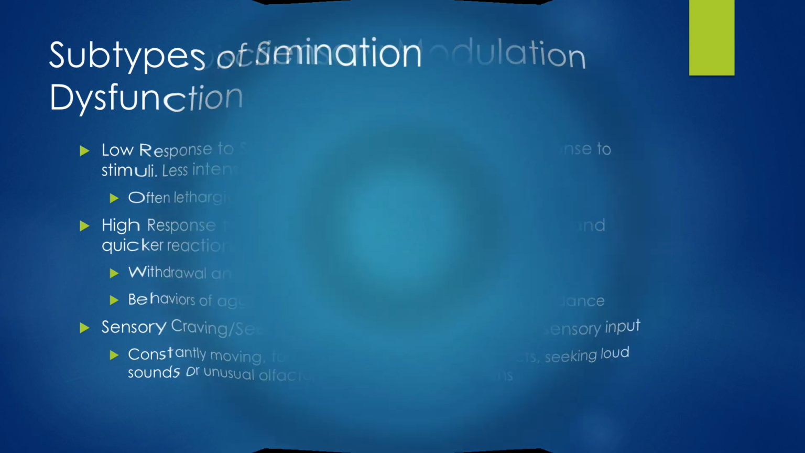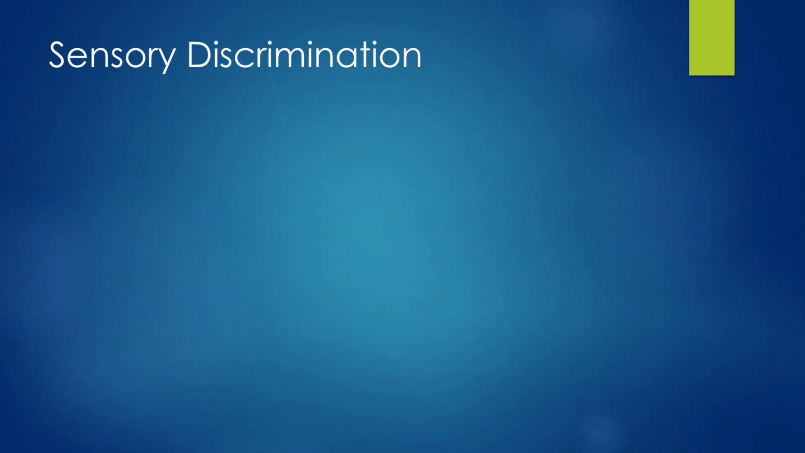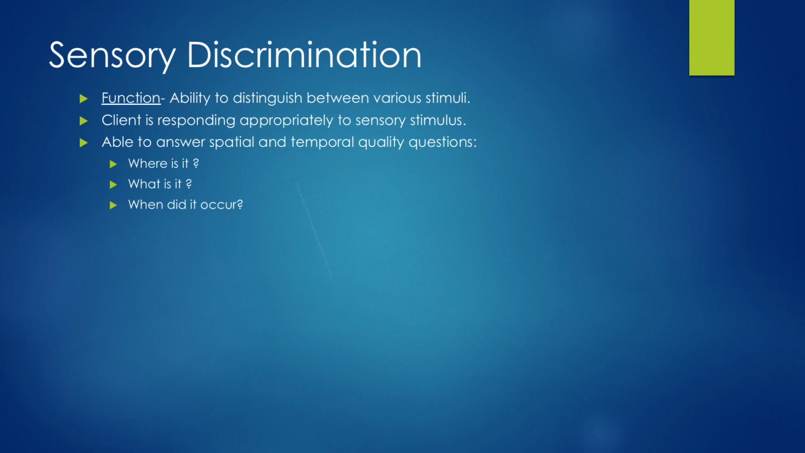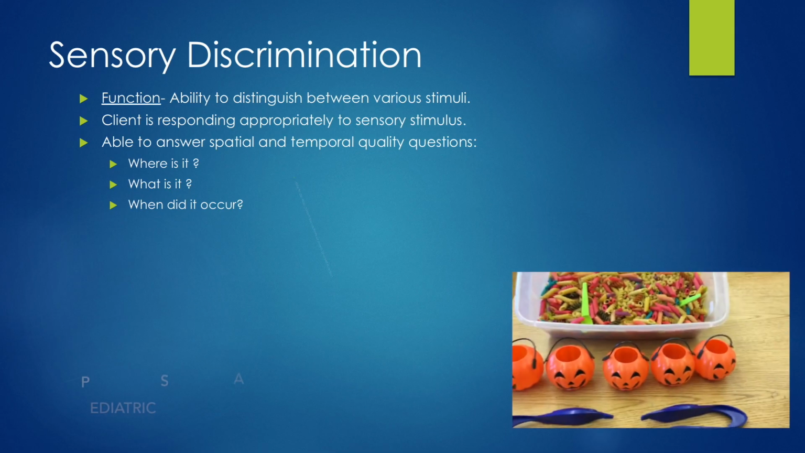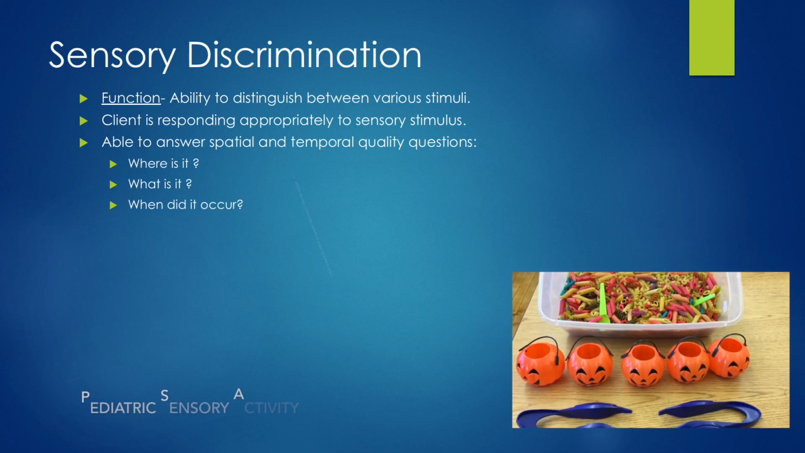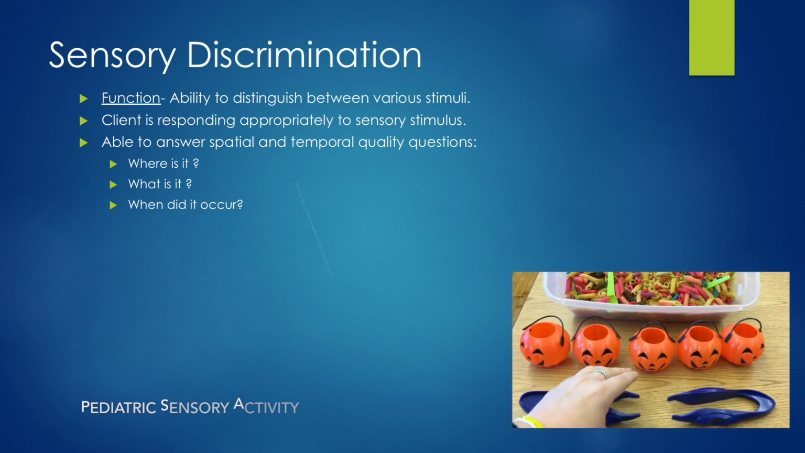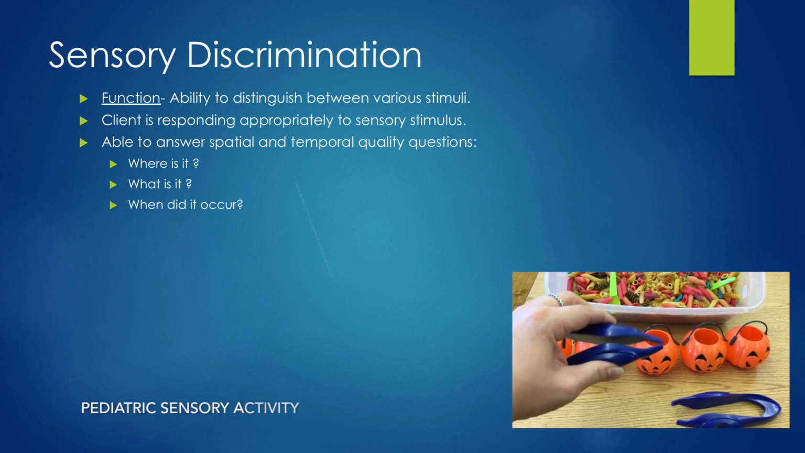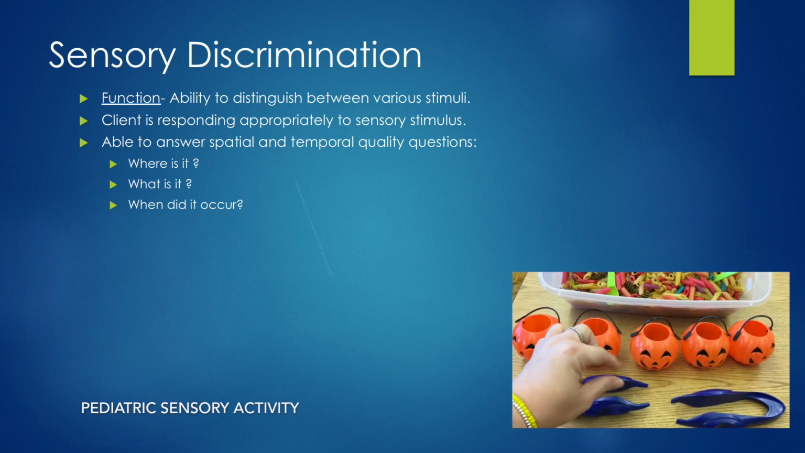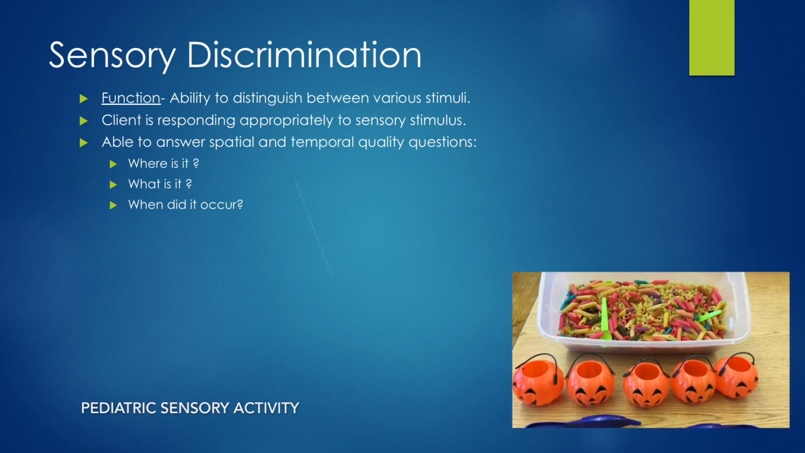An individual may also have a sensory discrimination dysfunction. In order to respond properly to a sensory stimulus, a person must also be able to discriminate between stimuli. This ability to distinguish between various stimuli is called sensory discrimination. It allows a client to respond appropriately to sensory stimuli by answering 3 vital questions. Where is it? What is it? And when did it occur? This adds spatial and temporal qualities to the sensory stimuli.